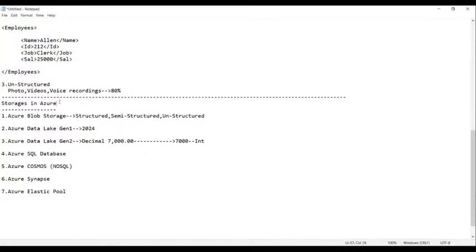So likewise, in Azure, we can have 90 plus storages. Azure supports 90 plus storages. Just a minute, I will show you now.